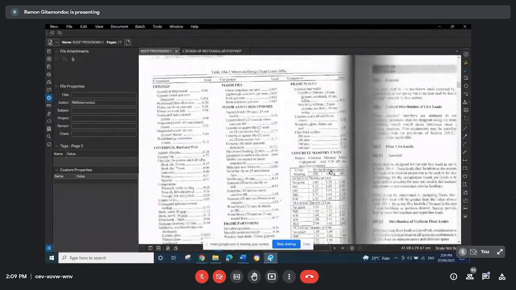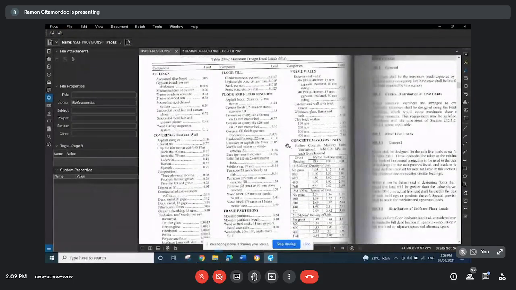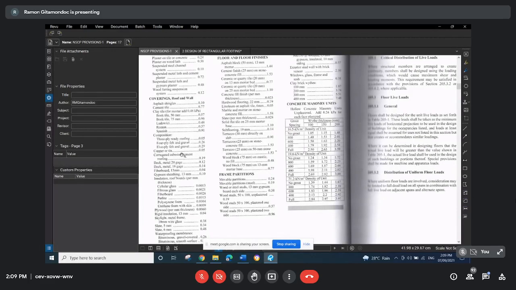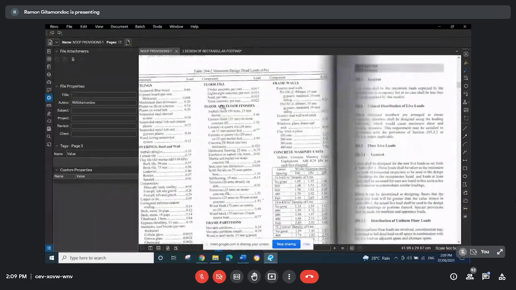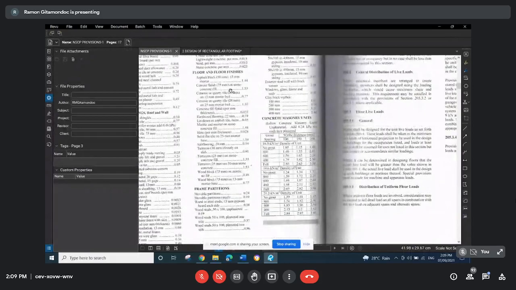Then for this, in terms of pressure, that is kilonewton per square meter. So for ceiling, depending on the type of ceiling, these are the intensity of pressure which you can assume. So coverings for roof and wall, you have also here, depends on the type of cover. Then for floor and floor finishes, depende sad, naa diri ang mga recommended nga value.